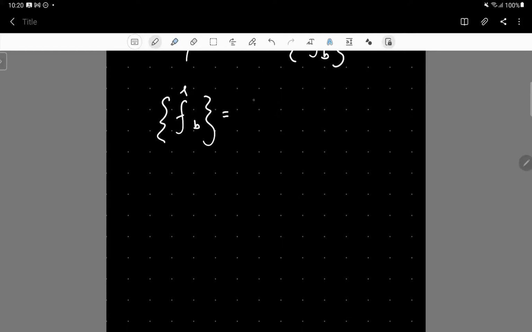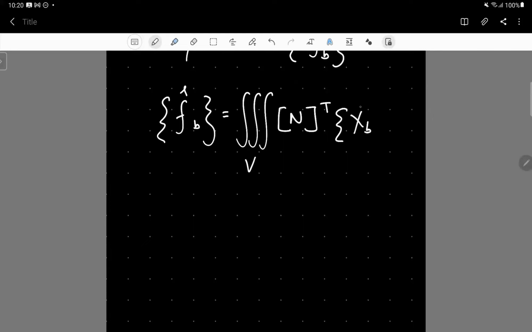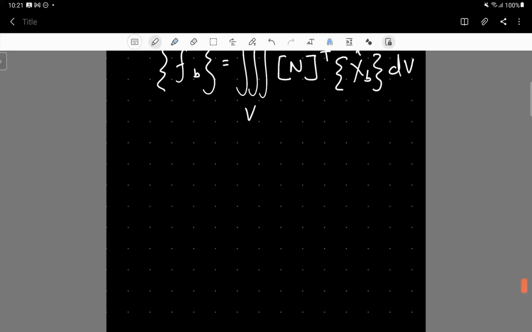And for this, you need to do a triple integral over the volume, use the shape functions, and of course, use the body forces expressed in the global coordinate system here. And we need to express now the body forces in the natural coordinate system S.